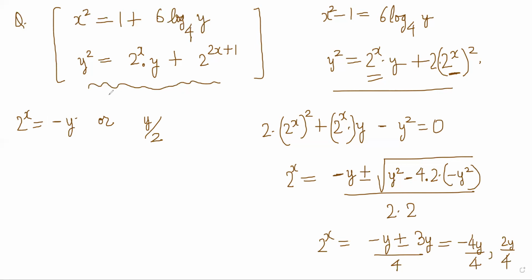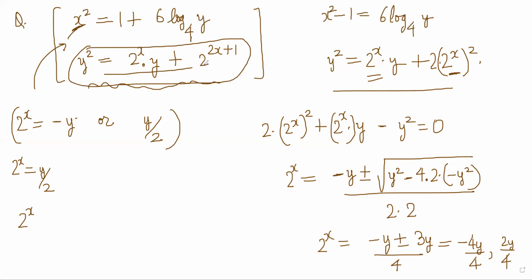Now you have to use this information in the first equation. 2 power x is equal to, let's just say it's y by 2 for now. So 2 power x times y becomes y squared by 2. Why are we going to this equation? We have already solved it.